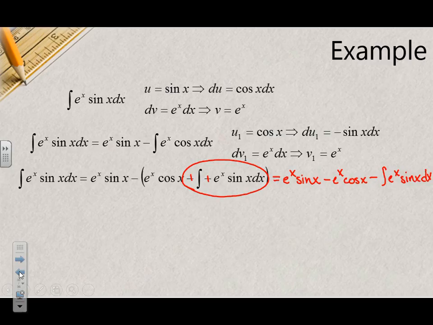So if I had one over there, I'm going to need to add this over to the other side. I'm actually going to have two integrals, so 2 times the integral of e to the x sine x dx. And that's equal to e to the x sine x minus e to the x cosine x plus c. Well, that's a thing. But I don't want to know what 2 times the integral equals. I want to know what the integral equals. So what would I do next? Divide by 2.